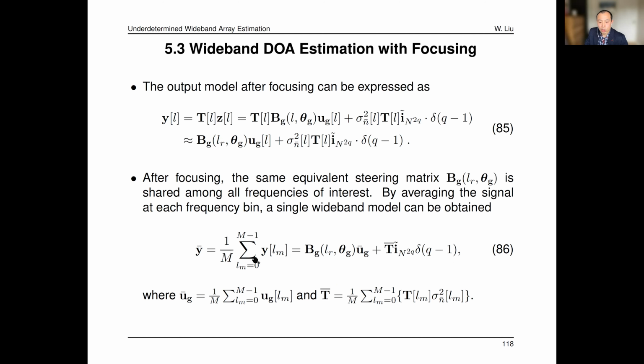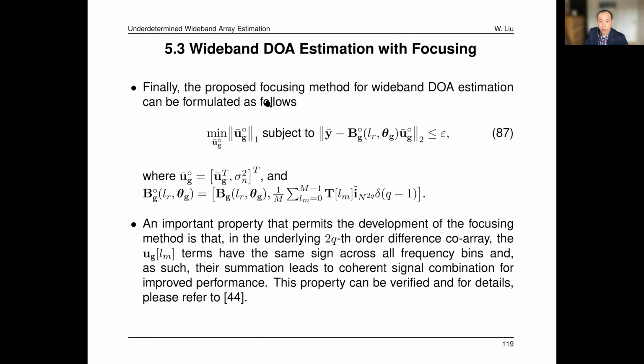And then for the single frequency model, you can apply the sparsity-based DOA estimation method directly, right? So we just minimize this L1 norm, subject to the reconstruction error being smaller than or equal to this epsilon, and minimize this L1 norm. Okay.